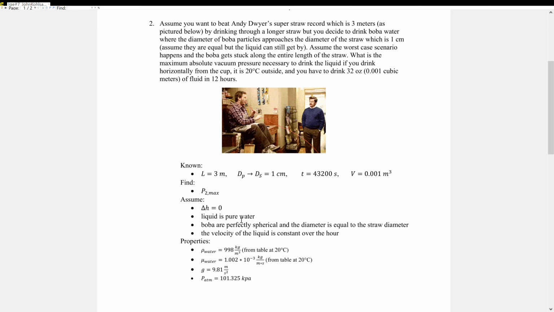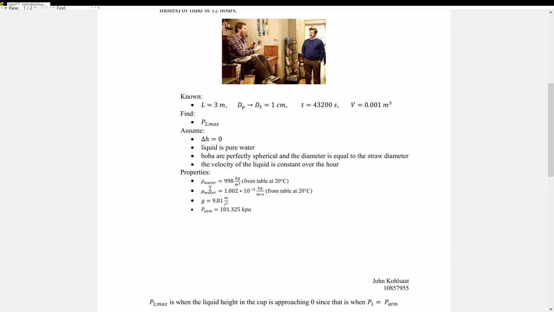You can assume the liquid is pure water. The boba are perfectly spherical. And the velocity of the liquid is constant over the entire 12 hours. So now, density of water, viscosity of water, gravity, and pressure.